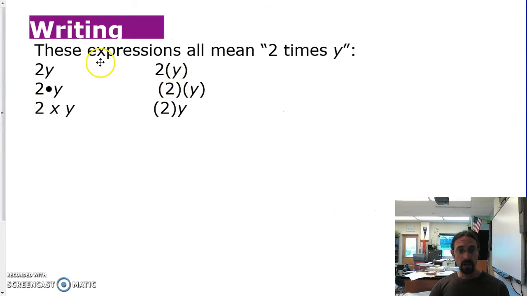When you write this expression, 2 times y, all of these here are the same thing as 2 times y. Now this isn't 2, the variable x, the variable y. They're saying 2xy.